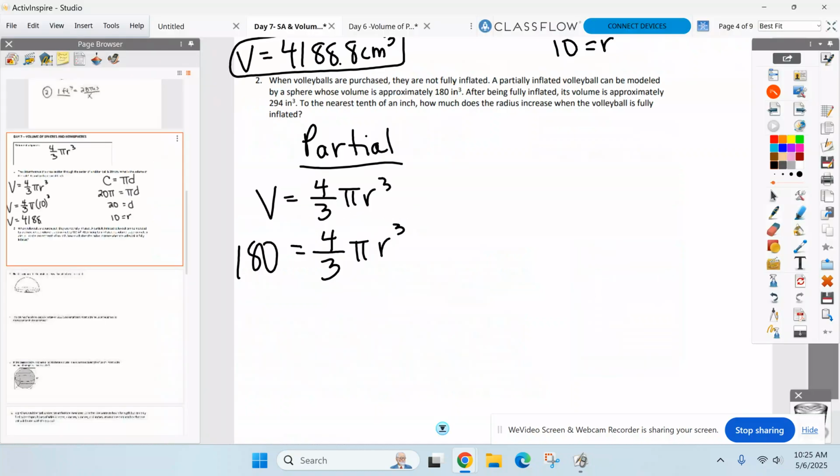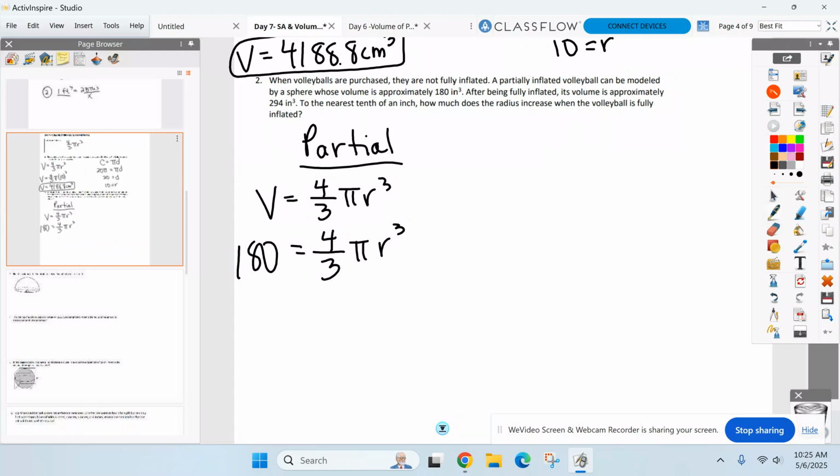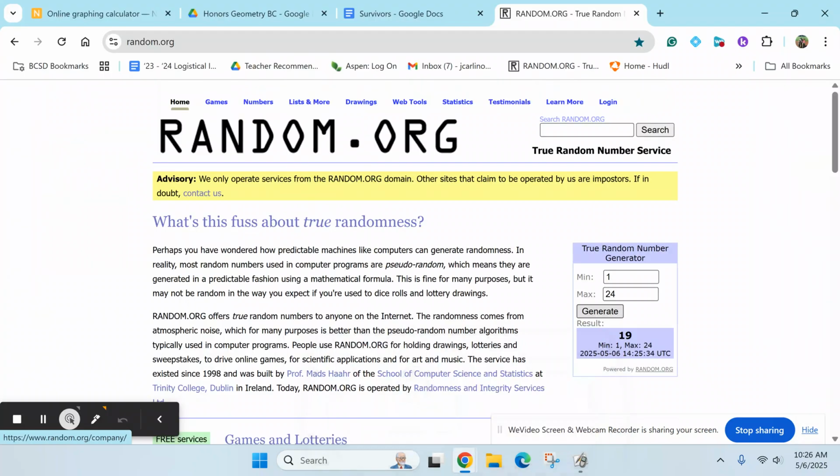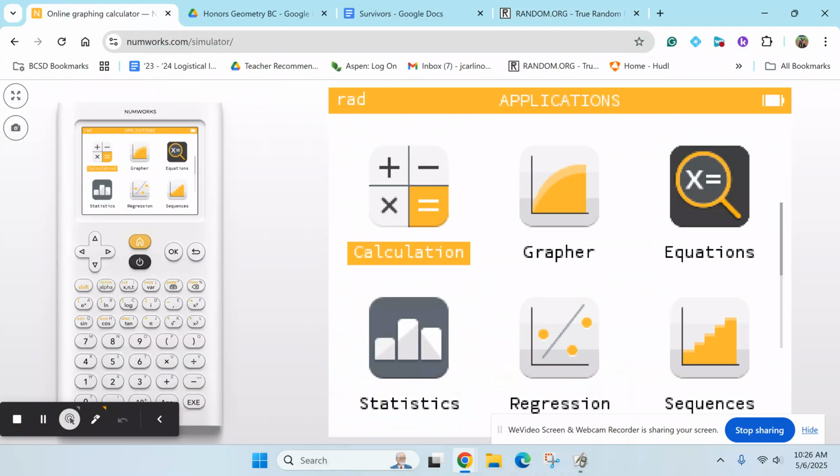Will? Divide by pi. Sure, we can divide by pi, and then we're going to have to multiply by 3/4 or divide by 4/3. So I'll let you guys go ahead, and Will and I are going to divide by pi first and get rid of the 4/3 second, but if you'd rather go in reverse, do so. I'm going to do that on my NumWorks calculator as well.